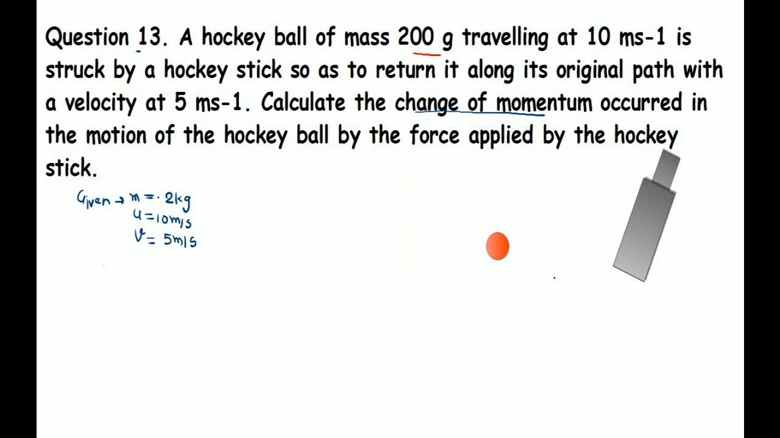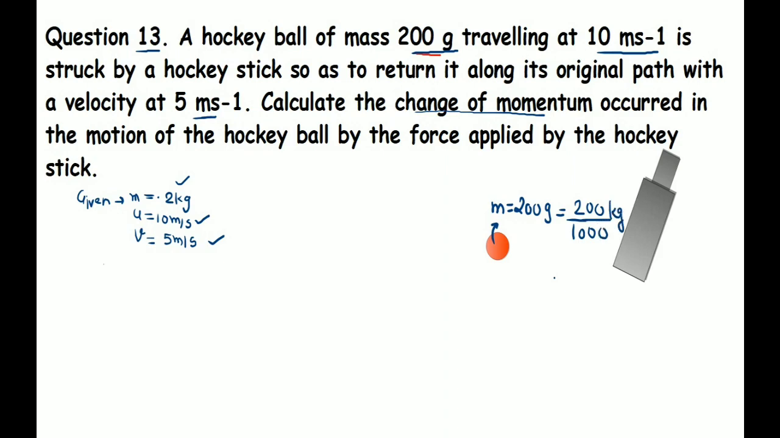A hockey ball of mass 200 gram. I have here drawn a bat and a ball. This ball is of mass 200 gram. As we all know that standard unit of mass is kg, so we have to convert this mass of ball into kg. So now we will write over here the mass of ball is 200 gram. When we divide this 200 gram by 1000, it will convert into 0.2 kg.